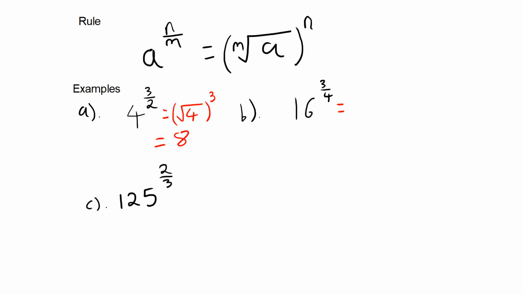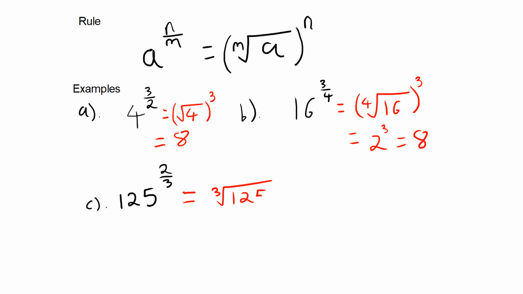16 to the power of 3/4 is going to be the fourth root of 16, all cubed. The fourth root of 16 is 2, and then 2 cubed is 8, so our answer would be 8 as well. In C, we have the cube root of 125, and all of that is going to be raised to the power of 2. The cube root of 125 is 5. We're raising that to the power of 2, which gives us an answer of 25.